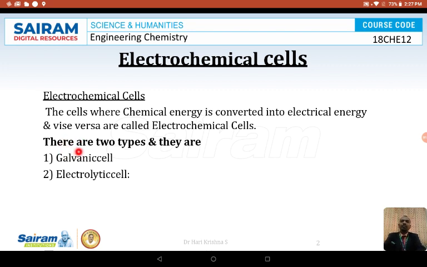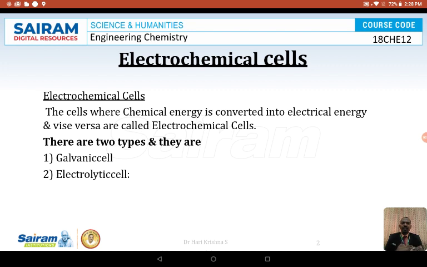So galvanic cells are the devices which convert chemical energy into electrical energy, whereas electrolytic cells are the devices in which, by virtue of electrical energy, some chemical changes are brought about. The best example for a galvanic cell is the Daniell cell, and the best example for an electrolytic cell is the electrolysis process. In a galvanic cell, it is a device where chemical energy is converted into electrical energy. In a galvanic cell, the anode is negative and the cathode is positive. The example is the Daniell cell.